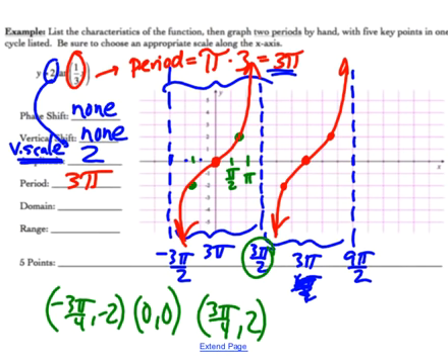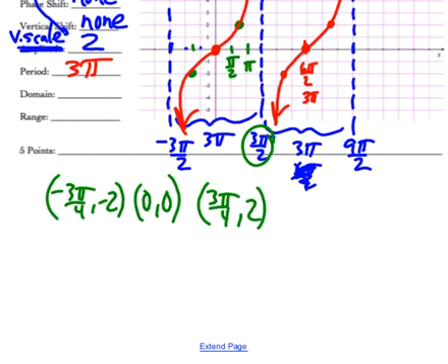So what do we have here? We've got 3 pi over 2 and 9 pi over 2. Halfway between that is going to be 6 pi over 2, also known as 3 pi. Let's go ahead and put that in here. That's our middle point for this next set, (3 pi, 0). I'm going to go from 3 pi, or 6 pi over 2, to 9 pi. Have some space in there to do that.